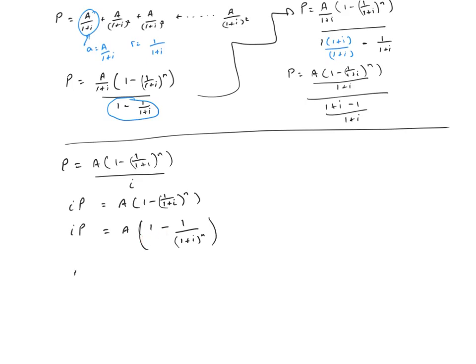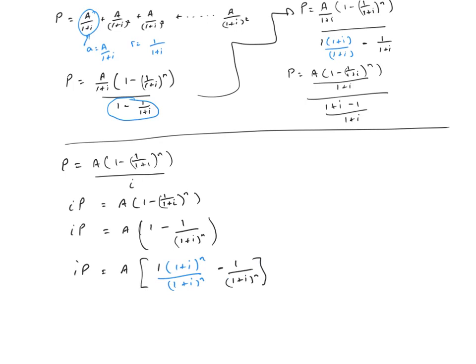So I'll just again show you what was going on there. iP is equal to A, and it's just a big bracket here. So what we have here now, I'll just put the 1 so you can see it, and the blue bit here is what we're multiplying both top and bottom by, so 1 to the power of n over 1 plus i to the power of n, and then we've got minus 1 over 1 plus i to the power of n. So hopefully you can see what I've done there.